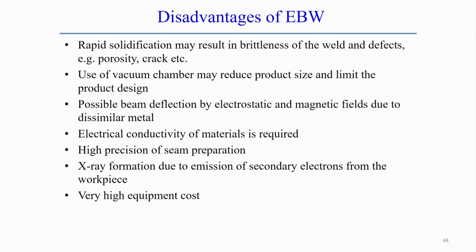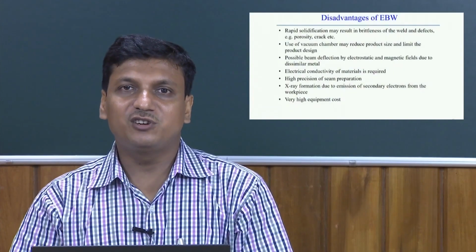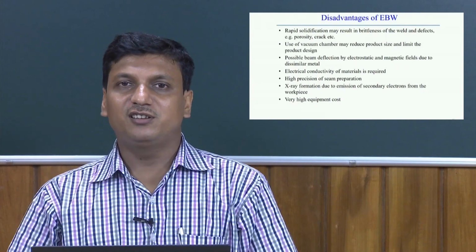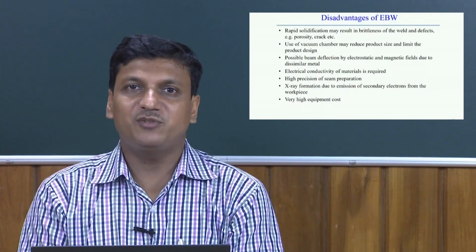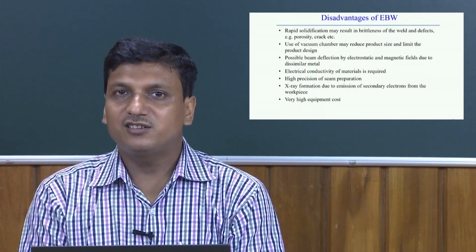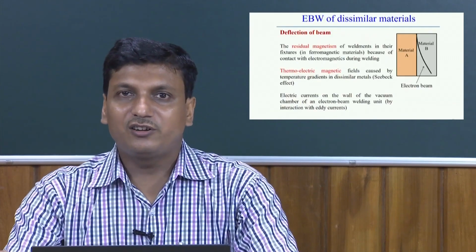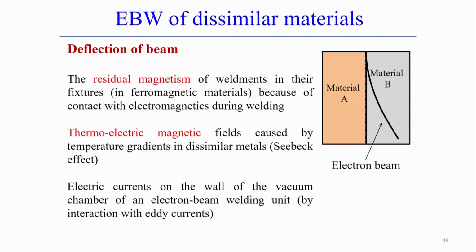Of course, apart from all these disadvantages, we can stick with the advantages, very high precision. Even if we compromise on the cost and other disadvantages of the electron beam welding process, it is still a very good solution, specifically for very thick materials and several dissimilar combinations of materials. Now, let us focus on the electron beam welding processes for dissimilar combinations of materials.